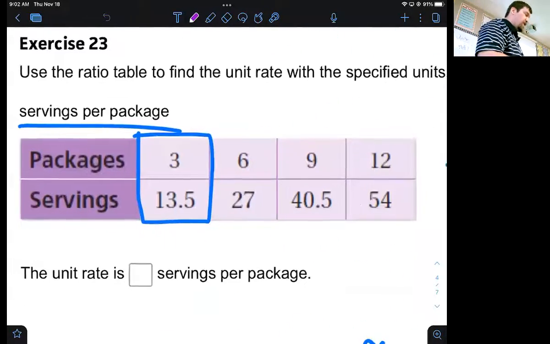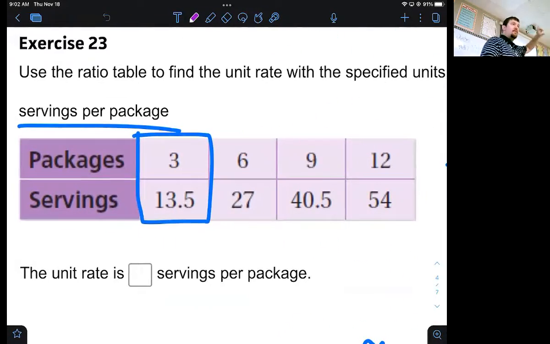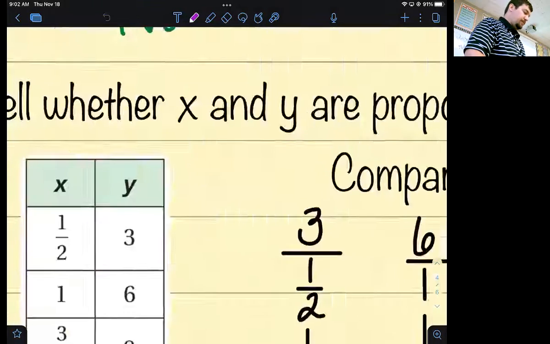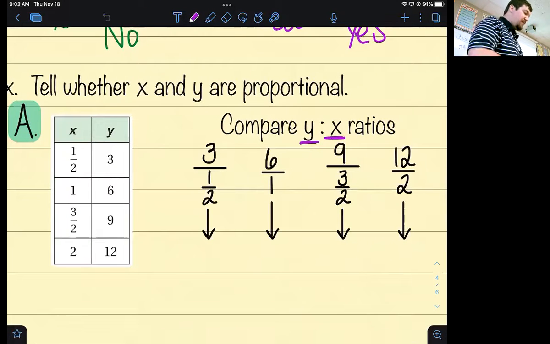Typically when you have a problem like the one that we did here, it would be servings per package. You remember how we inverted this one on the homework? We're going to invert all of them. Y is always going to go on top, which I know is backwards from the way they give it to you. But we're going to put the y number on top. I've done that for us.